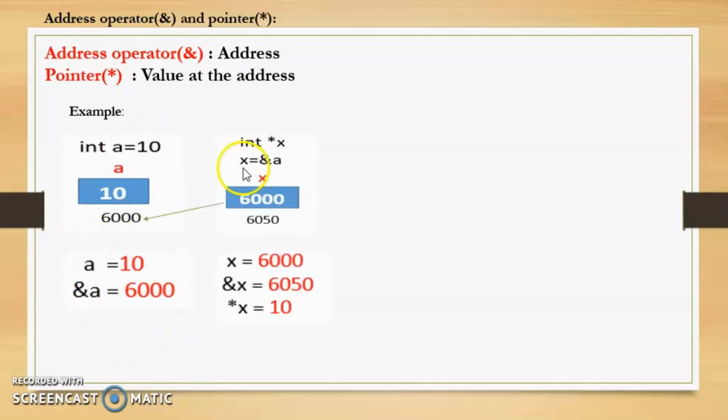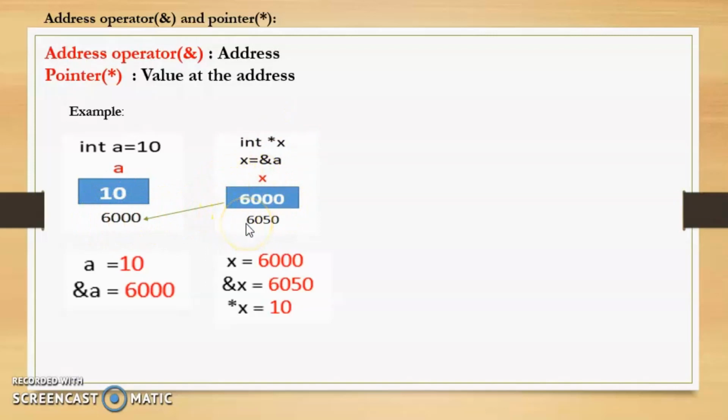Next, suppose we have a variable x which contains the address of a. Now whenever a variable contains an address, it has to be declared as a pointer. Hence we have declared x as a pointer. So x contains the address of a. The address of a was 6000, so x will contain 6000. And x will have its own address.